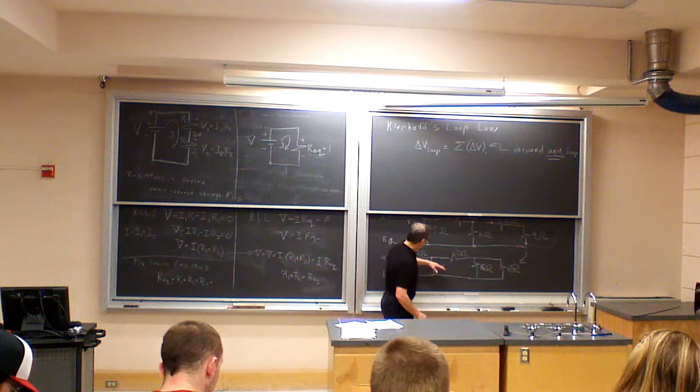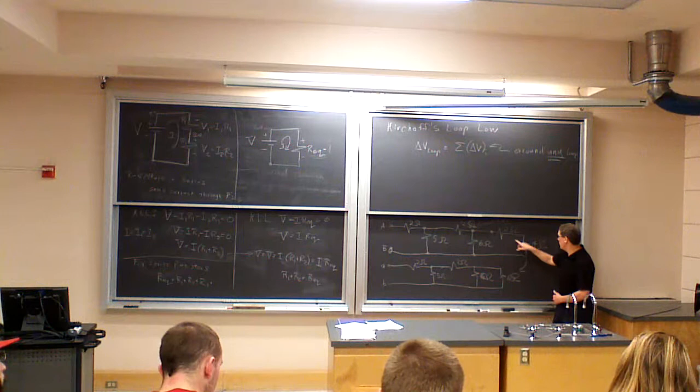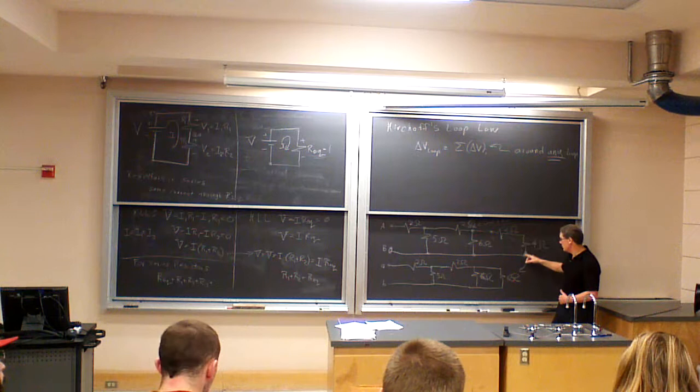So now, this circuit is equivalent to that circuit, because we've replaced these two with the 6-ohm resistor. So these 2-ohm and 4-ohm resistors are in series. The same current had to flow through both of them, so they must be in series. So we can replace them with a 6-ohm resistor.